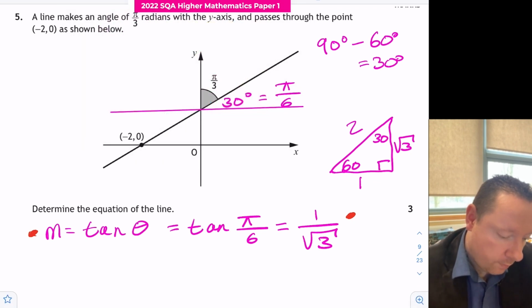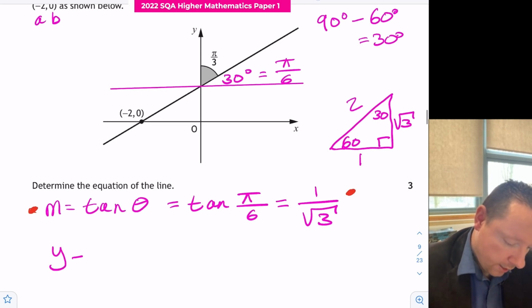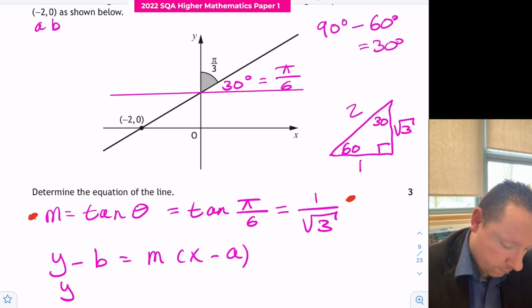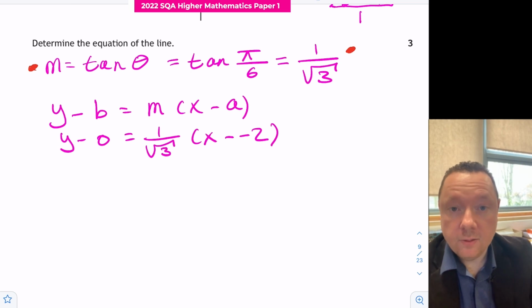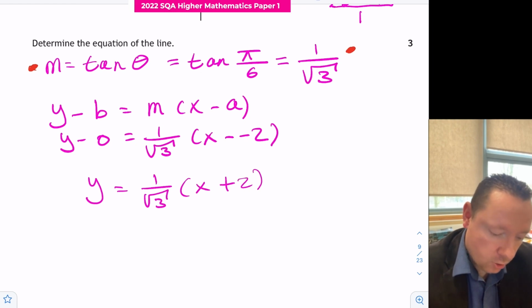So we've got a point, a and b, so we can use y minus b equals m times x minus a. Y minus 0, in this case, is equal to 1 over root 3 times x minus minus 2. And we can tidy that up. y equals 1 over root 3 times x plus 2.